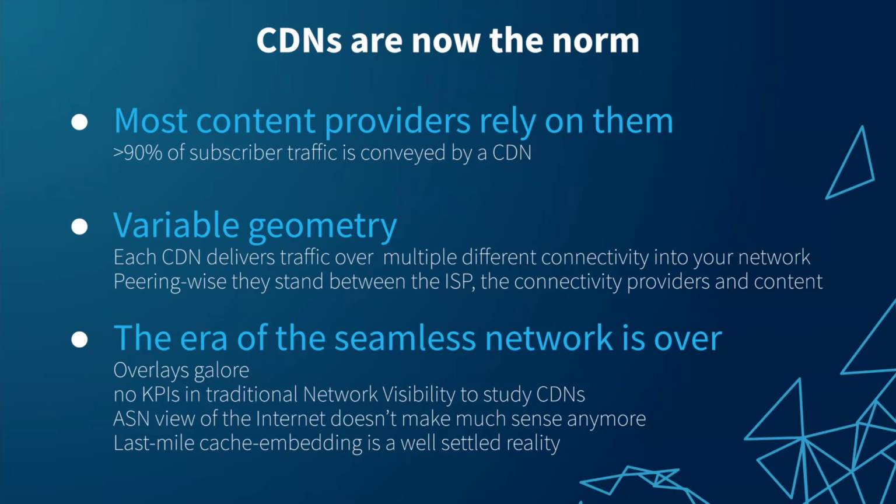The other thing is the era of the seamless network is kind of over. Everything now is pretty much an overlay. CDNs are the best example of what an overlay can look like. And so one of the difficulties here is that there's no real native network visibility attributes to associate CDNs with the traffic that comes in and out of your network. And as I mentioned before, the plain ASN view doesn't make a ton of sense anymore. And as we've seen in the recent 10 years or so, last mile cache embedding has become one of the main realities. So I'll get back to that.